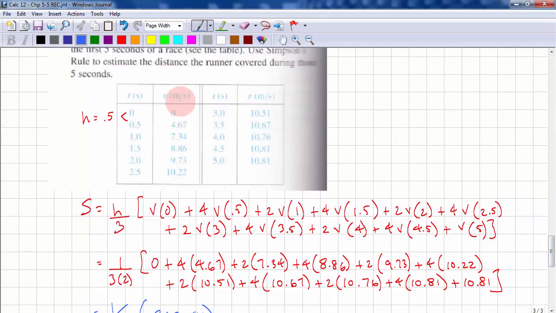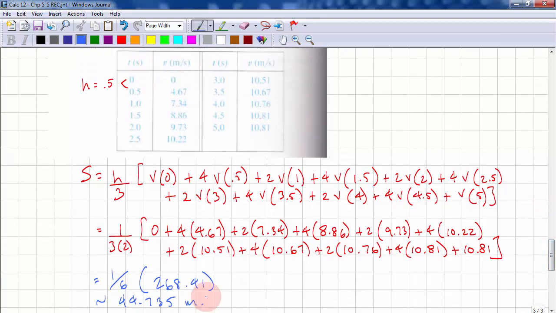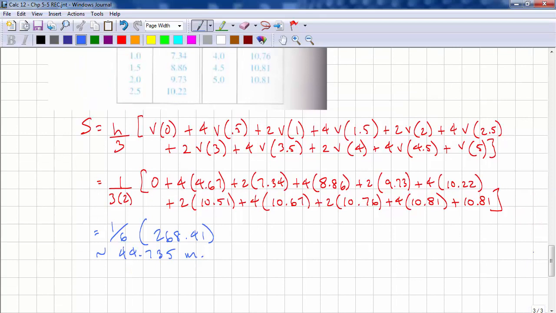Our table is meters per second. We're integrating over seconds, so we end up with meters. And that completes this lesson.